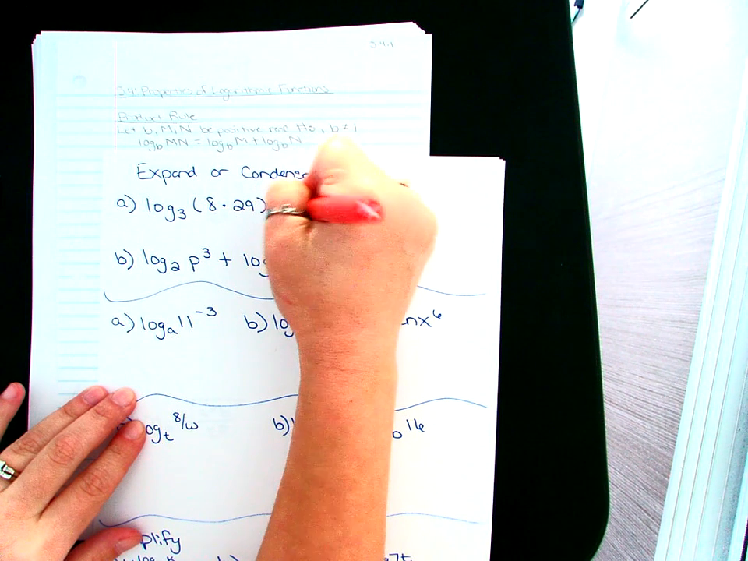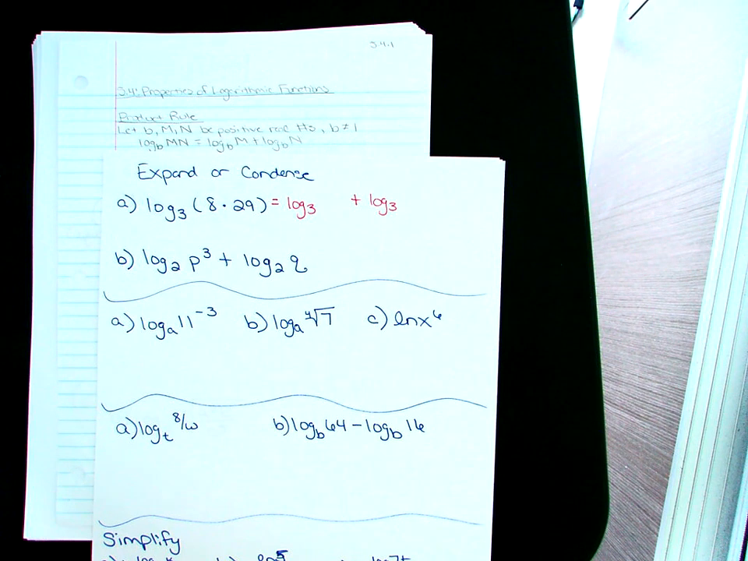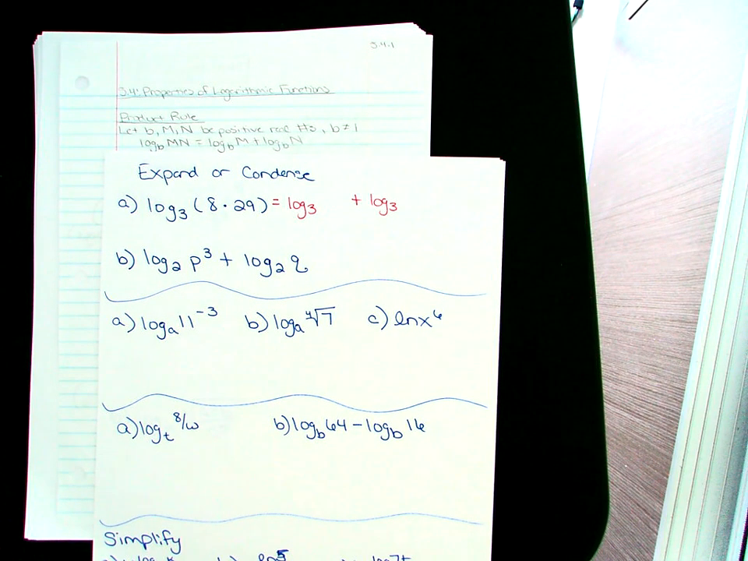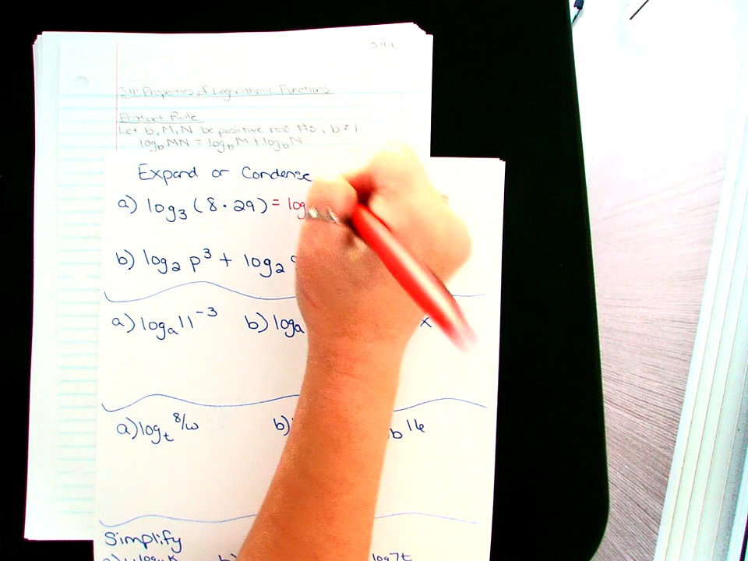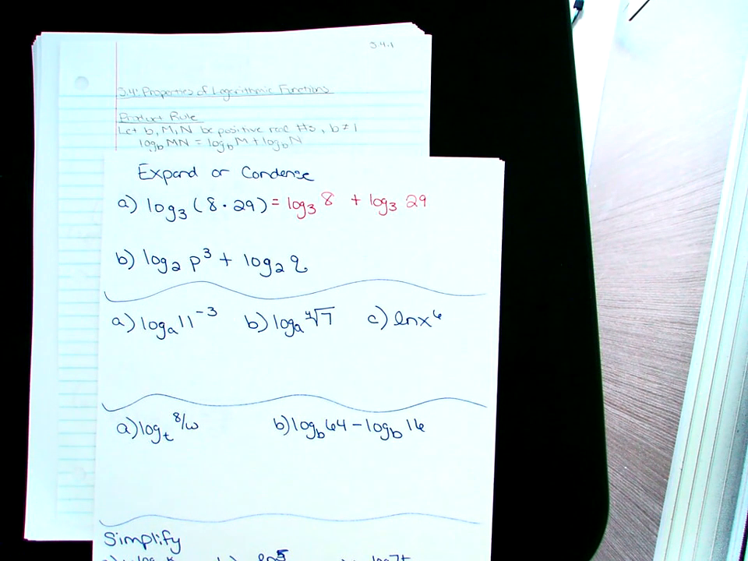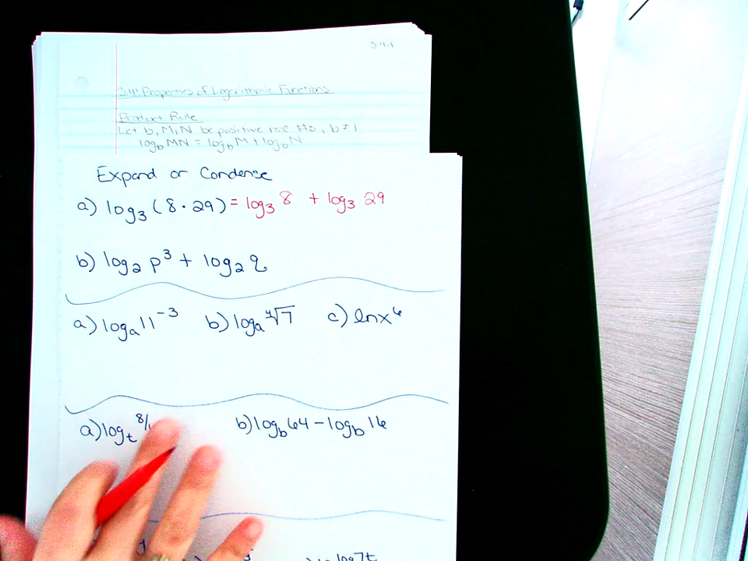Well, I know I'm going to have log base 3 of something plus log base 3 of something, based on my product rule. So what is my something? Log base 3 of what? 8. Log base 3 of what? 29. That's it. You're done. It's a whole problem. So don't try to make them overly complicated. They'll get more complicated as we move along.